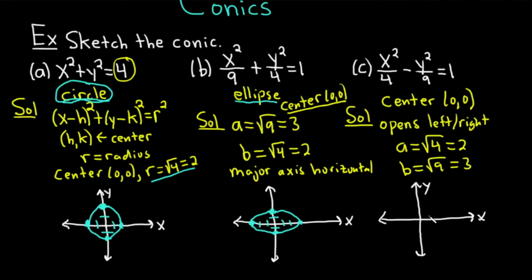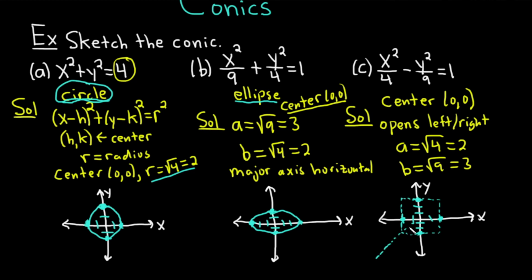So I'm going to put a dot, 1, 2, put a dot, 1, 2, put a dot. Then you go up and down by 3, 1, 2, 3, put a dot, 1, 2, 3, put a dot. So opens left and right, go left and right by A, and then up and down by B. Draw a rectangle like this. This rectangle has a really cool name. It's called the fundamental rectangle.